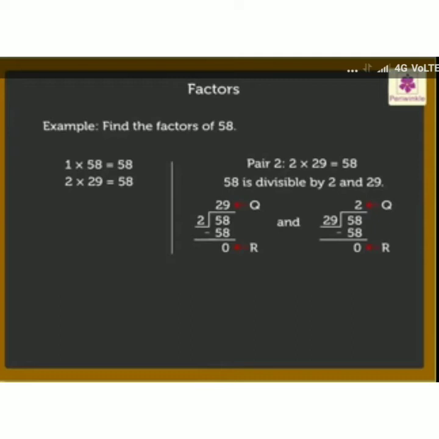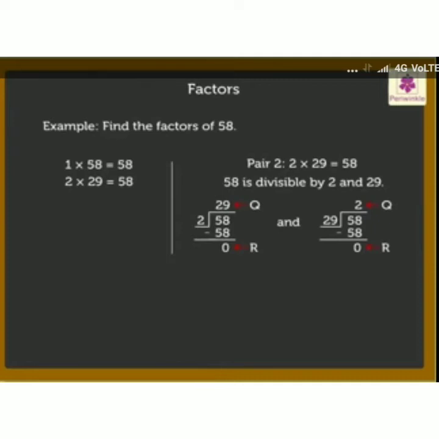Here, 58. I'll tell you, 1 and the number itself will always be factors. For example, I'm taking 58 and I want to find the factors of 58. 1 and 58 are always factors of the number, because 1 is a factor of every number and the same number is a factor of itself. So 1 and 58, except these 2 numbers, what other factors do we have? We should find out. So I should check every number one by one, because without that we cannot find the factors.